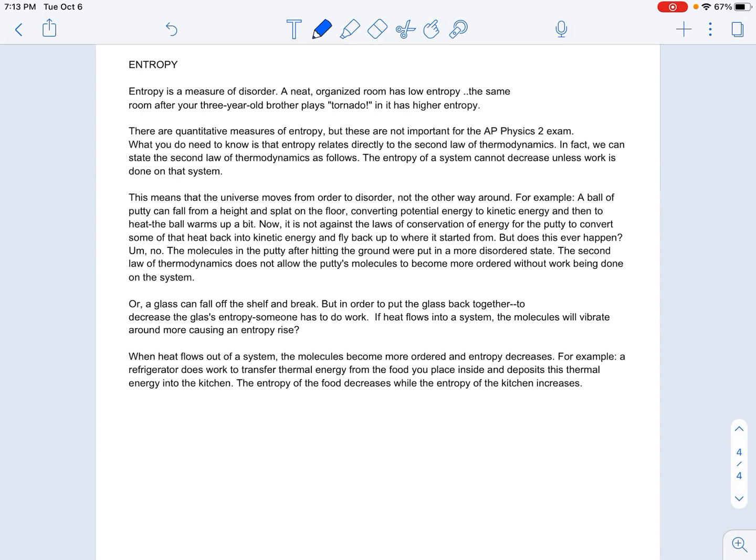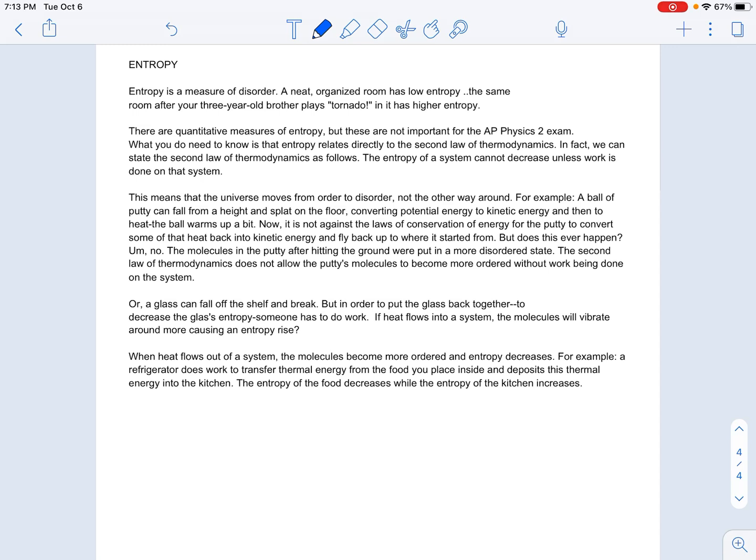The entropy of a system cannot decrease unless work is done on that system. That means that the universe moves from order to disorder, not the other way around. For example, a ball of putty can fall from a height and splat on the floor, converting potential energy to kinetic energy and then to heat. The ball warms up a bit. Now, it's not against the laws of conservation of energy for the putty to convert some of that heat back into kinetic energy and fly back up to where it started from.